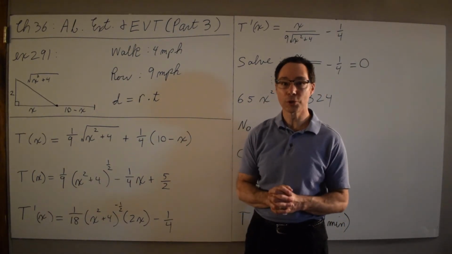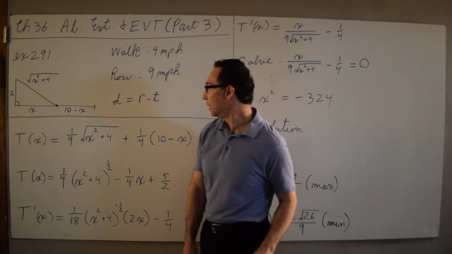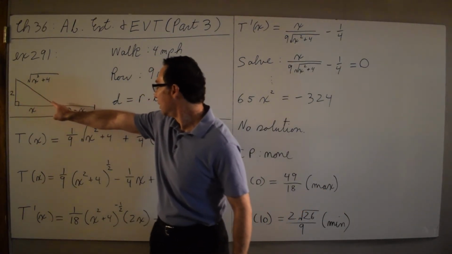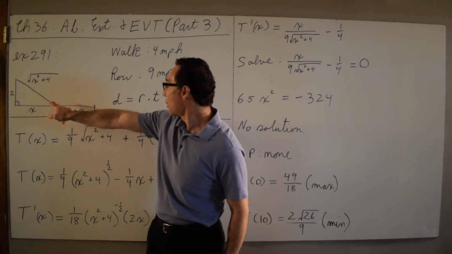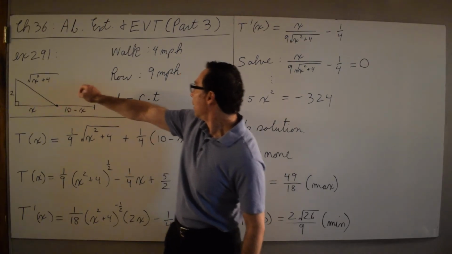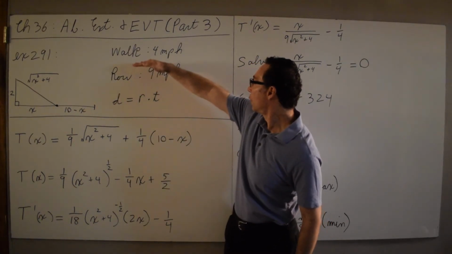Not true for your assignment. For your assignment, I've introduced a current. And he's rowing upstream against the current. And because he's rowing against the current, rowing is slower than walking.